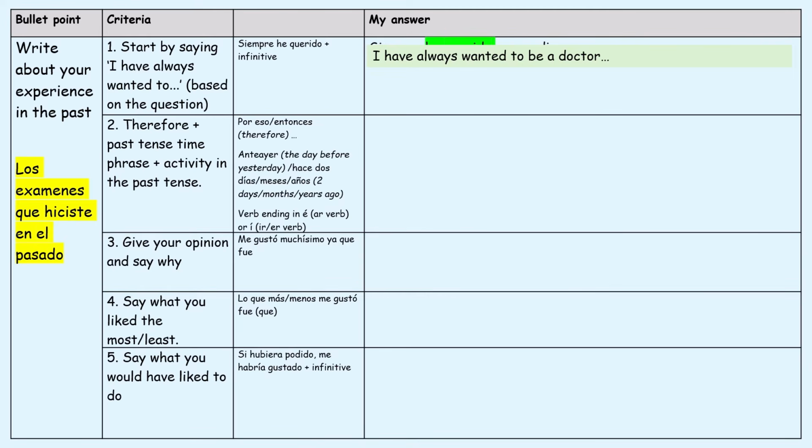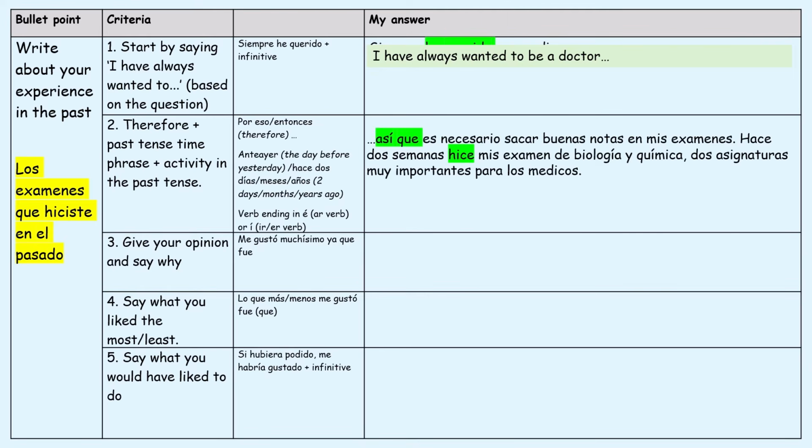Right, then bullet point 2 would follow on from this. I have always wanted to be a doctor. Así que es necesario sacar buenas notas en mis exámenes. Hace 2 semanas hice mis exámenes, de biología y química, 2 asignaturas muy importantes para los médicos. Pause the video again, come back when you want the answer.